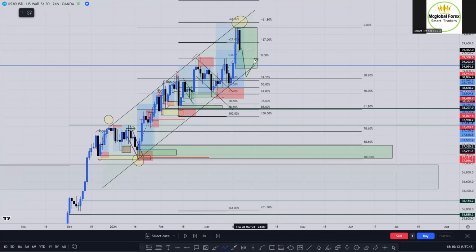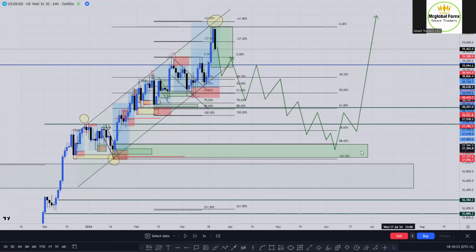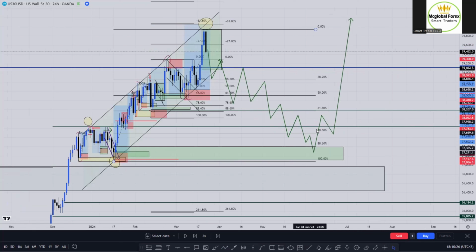So once they break outside of there, they can start to drop and come there, then that will be our swing leg. Then we go all the way to the upside, targeting that swing leg. So once you understand the dynamics of structure, you basically become a dangerous trader.